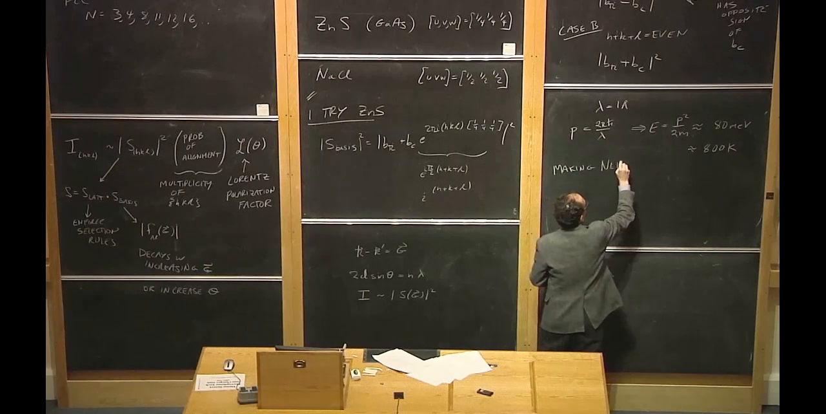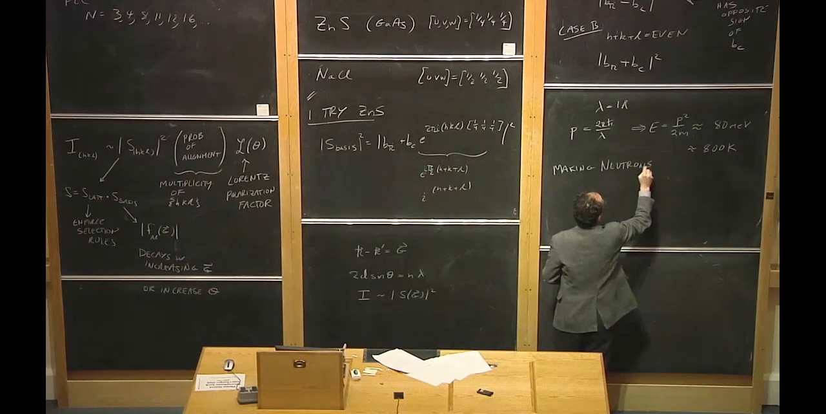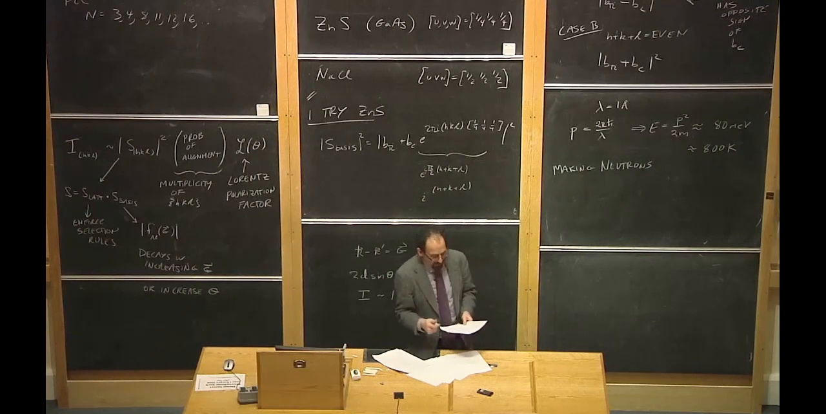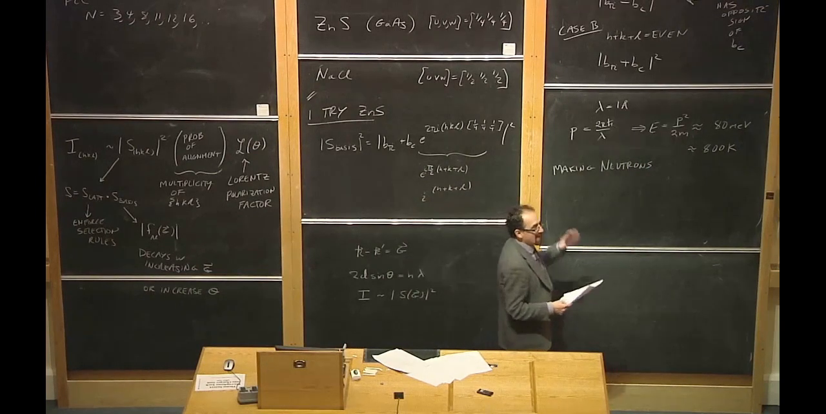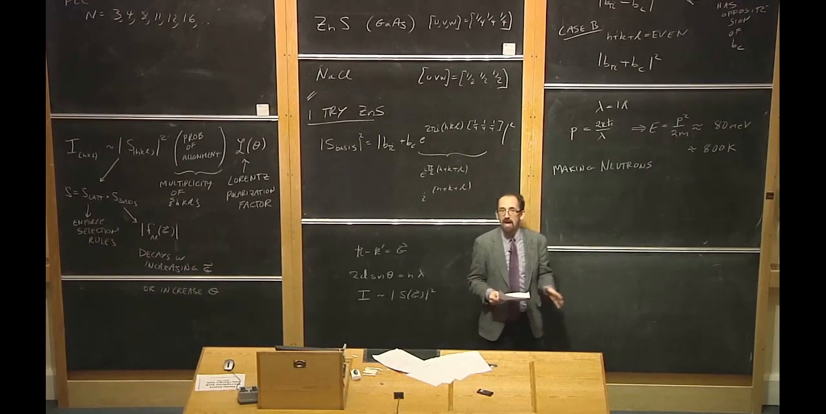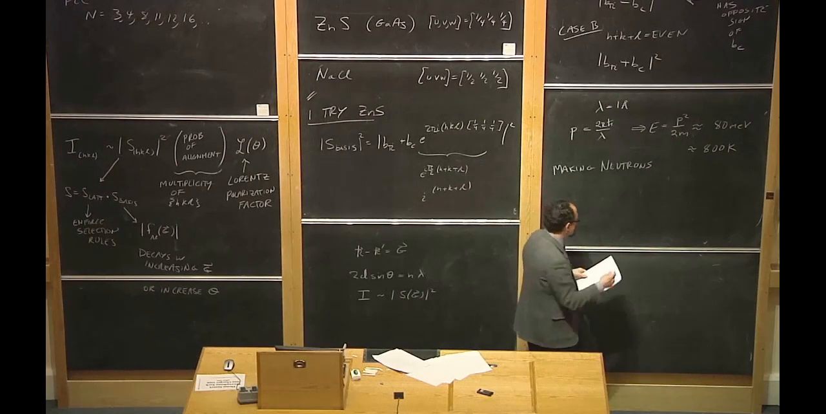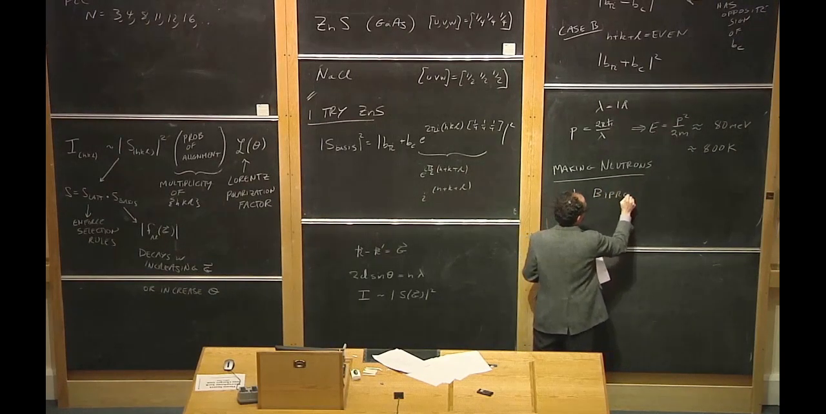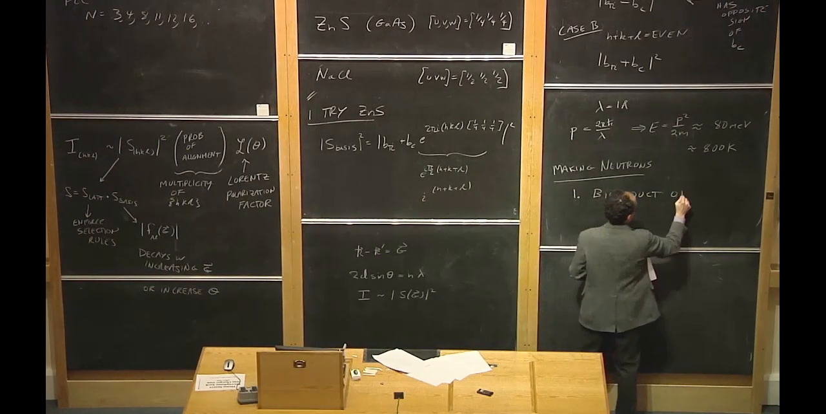Making neutrons. Well, back in the old days, they didn't have neutrons. And then along came the Second World War and the Atomic Bomb Project. And after the Atomic Bomb Project, they had nuclear reactors. And nuclear reactors have neutrons as a byproduct. So possibility one is byproduct of fission.